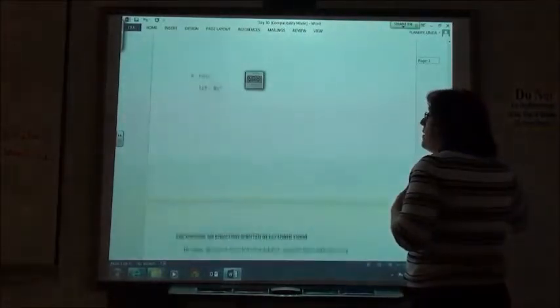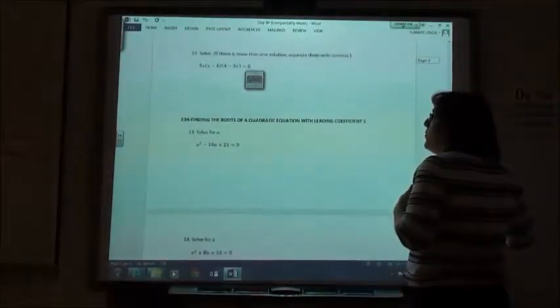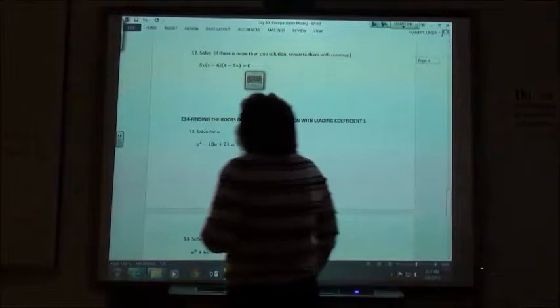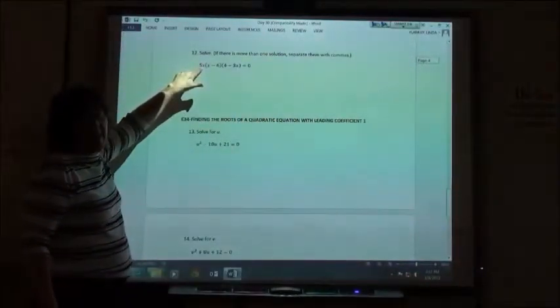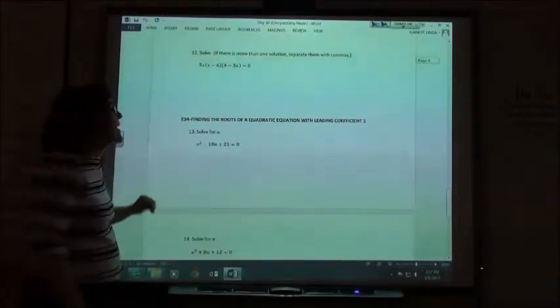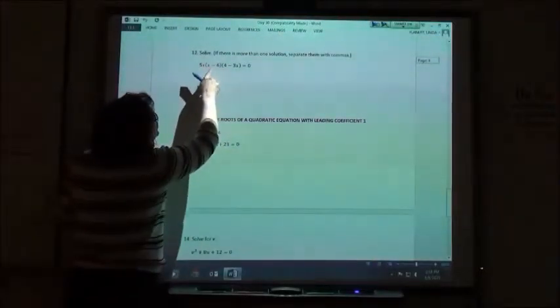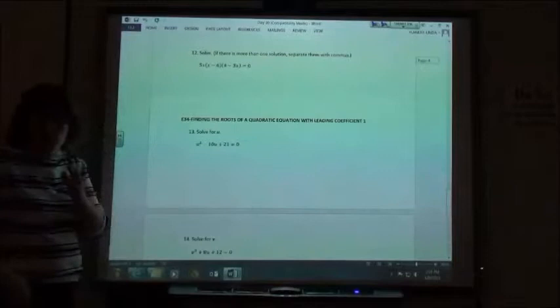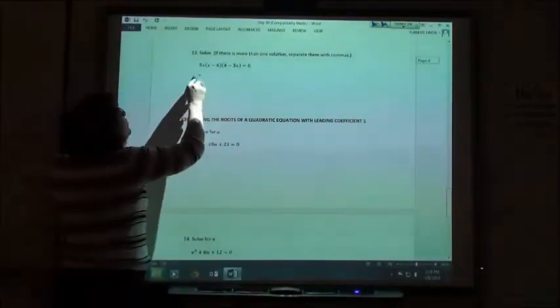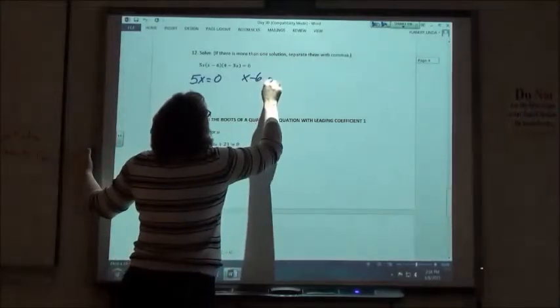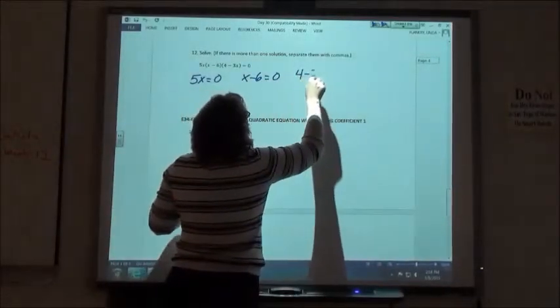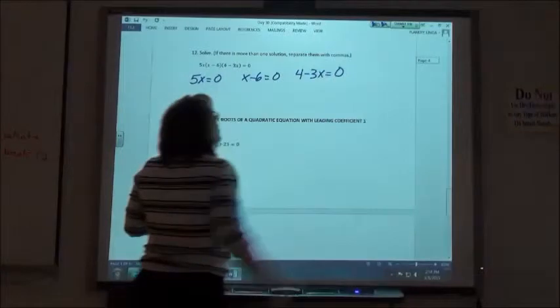Number 12, same kind of thing. We want to solve. Now look at this one. This one does have an x with that, so I do have to set that equal to 0. I'm going to have 1, 2, 3 answers because there's 3 x's in my problem. So 5x could equal 0, x minus 6 could equal 0, or 4 minus 3x could equal 0.